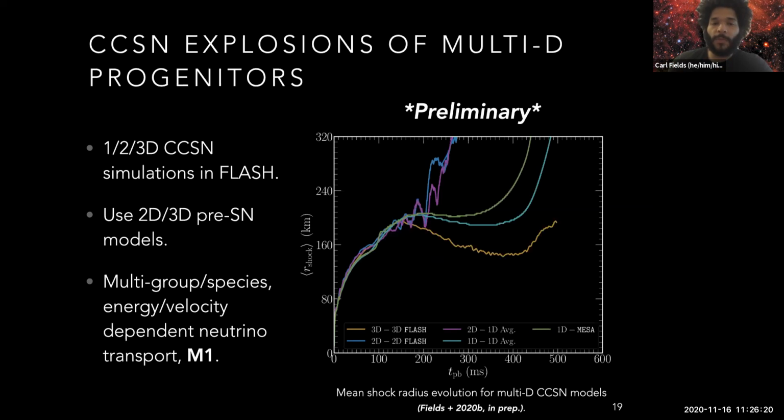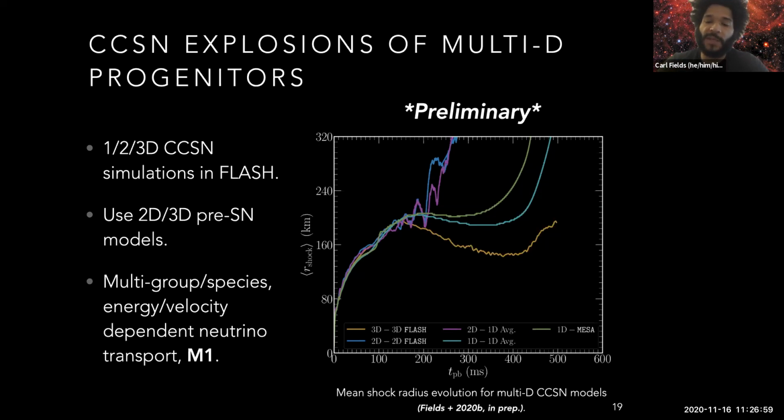So the last thing I'll talk about briefly is using these progenitor models as input for core collapse supernova explosion simulations. What we did was we took our 15 solar mass model from our previous study and evolved it in 1, 2, and 3D simulations of core collapse explosions using FLASH. We use the FLASH core collapse simulation framework and our multidimensional neutrino transport called M1. We have all the bells and whistles, velocity dependence and so on.